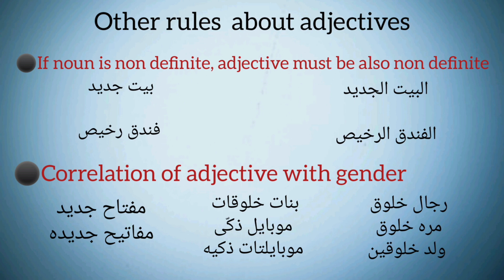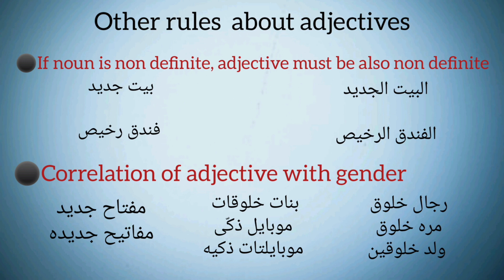ولد خلوقين. ولد means kids or boys. Then we have to use a plural and masculine adjective. Means moral or ethical kids. بنات خلوقات. بنات means girls, and this one is plural but feminine. Then we have to use a feminine adjective. خلوقات. بنات خلوقات.